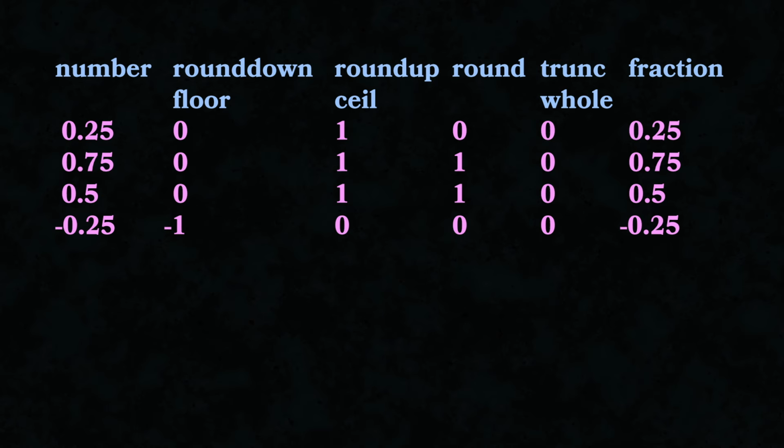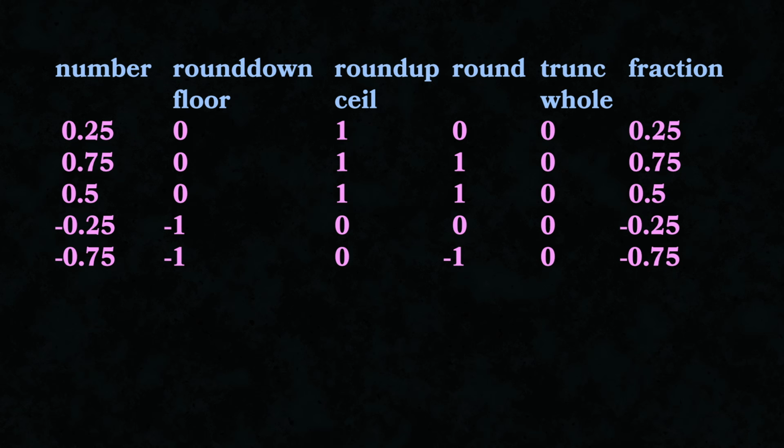Then if you take the whole number part of this, you throw away the fraction and just look at the 0. So that goes to 0. And then the fractional part of this is negative 0.25. So they don't just take the fractional part, they take the sign and the fractional part of the number.